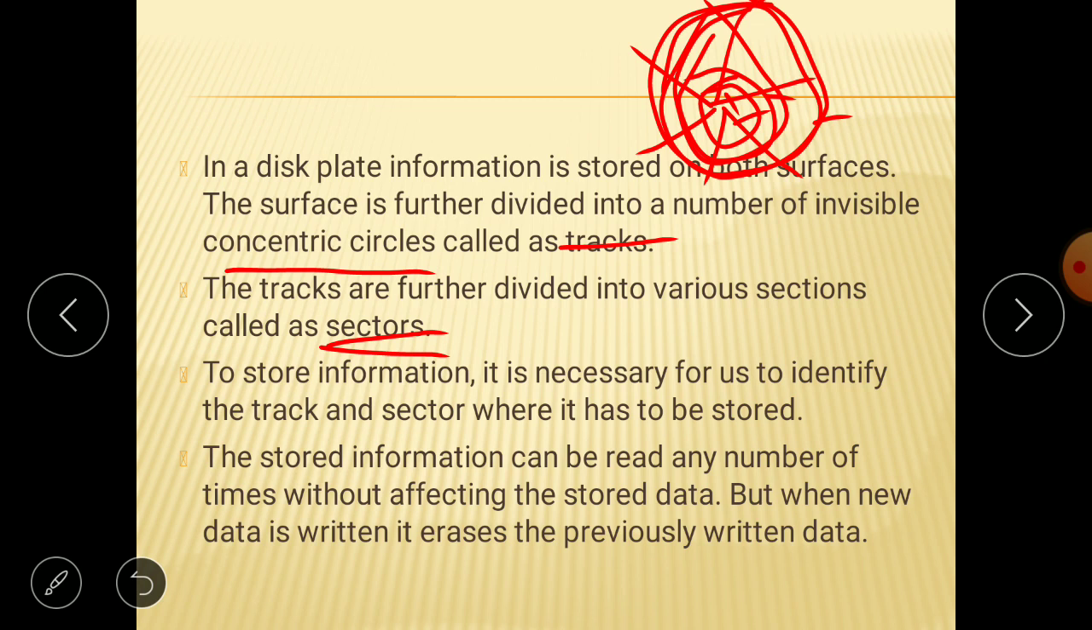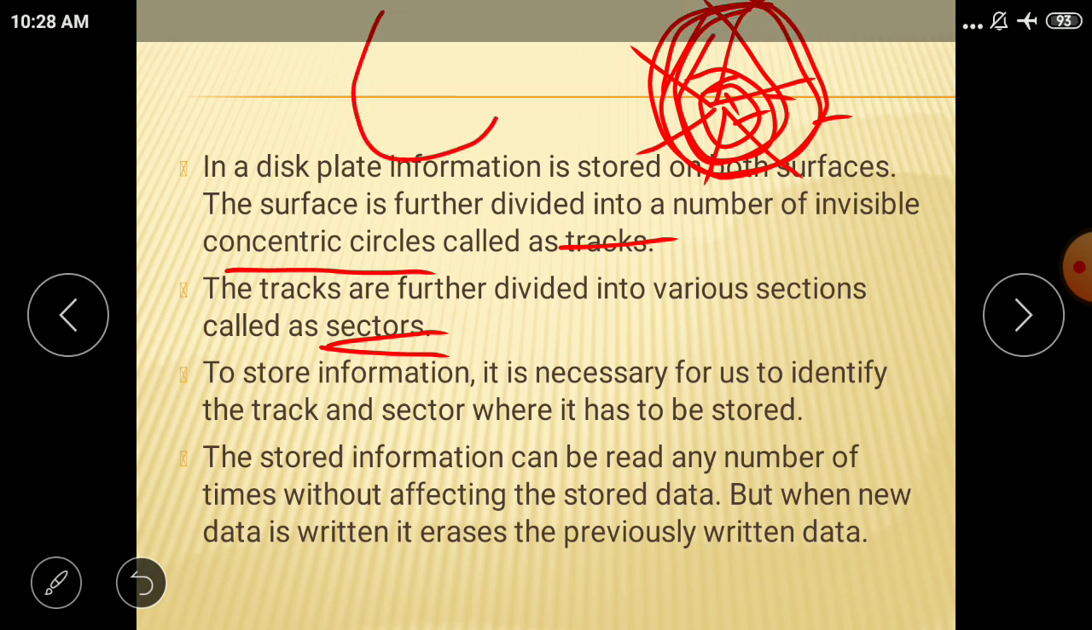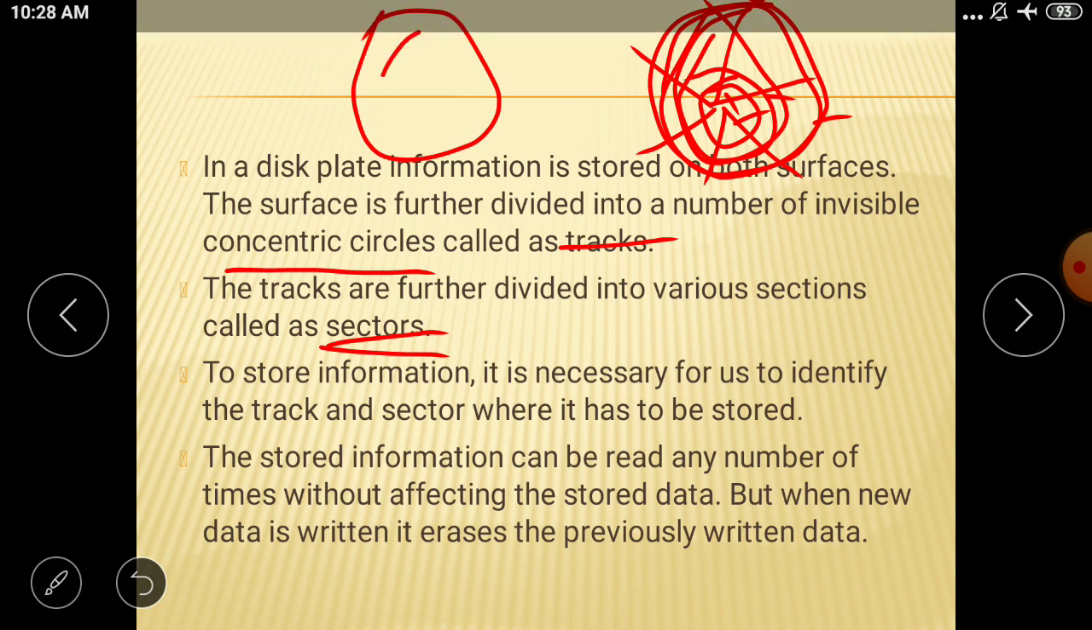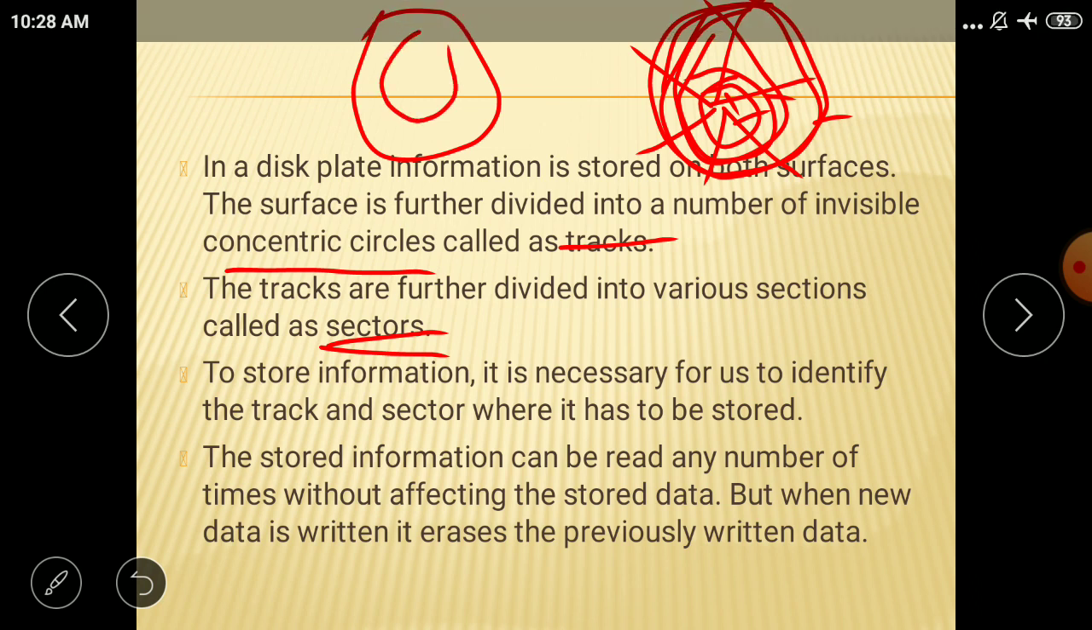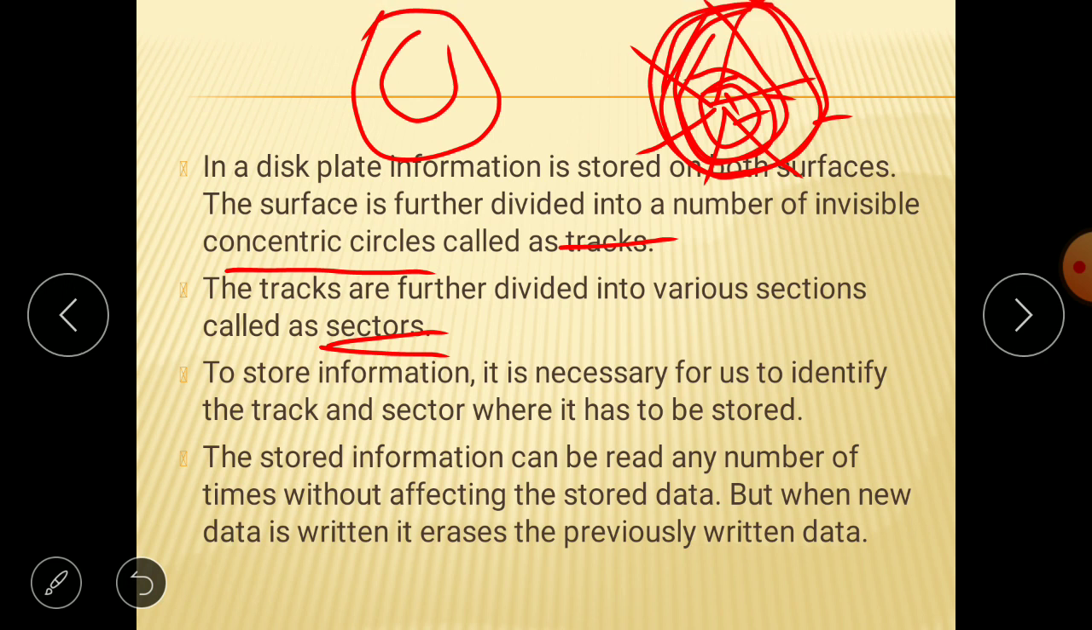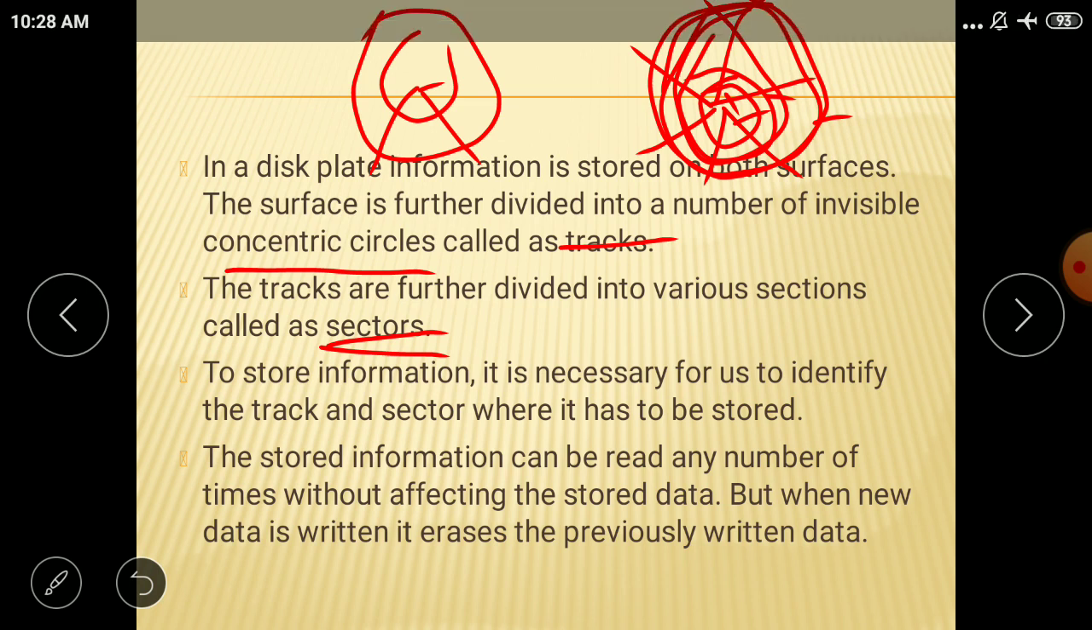I'll draw one more time, you can just concentrate. This is one circle. This is another circle. This is small, I am not able to draw it well. So these are the two tracks. I divide these again here. So these are called sectors.